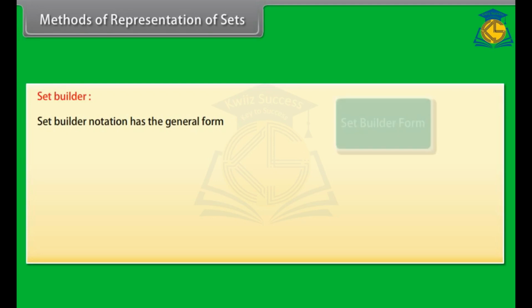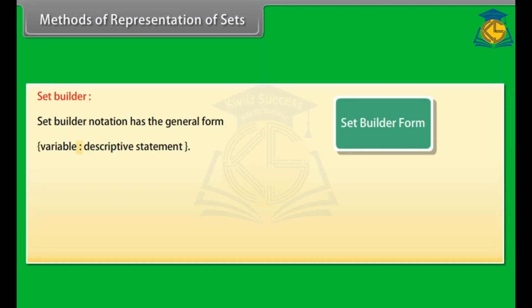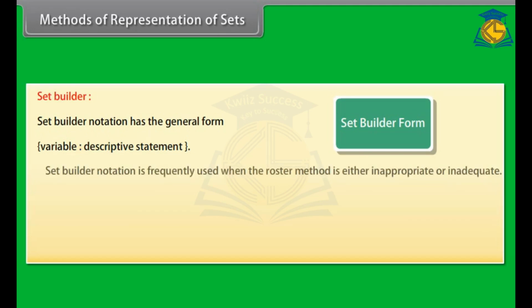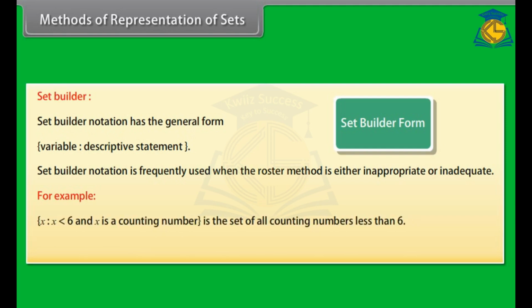Set builder notation has the general form given below. In set builder notation, the vertical bar is always read as such that. Set builder notation is frequently used when the roster method is either inappropriate or inadequate. For example, {x | x < 6 and x is a counting number} is the set of all counting numbers less than 6. Note, this is the same set as {1, 2, 3, 4, 5}.